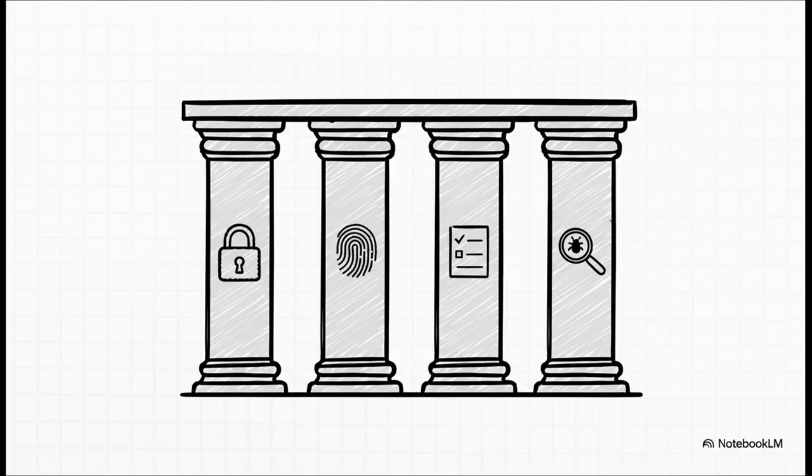First, encryption. That's basically scrambling data to protect user secrets from prying eyes. Second, authentication, making sure the person using the app is who they say they are. Third, permissions, making sure your app only asks for access to what it absolutely needs and nothing more. And finally, threat detection, actively looking for and stopping any malicious activity.